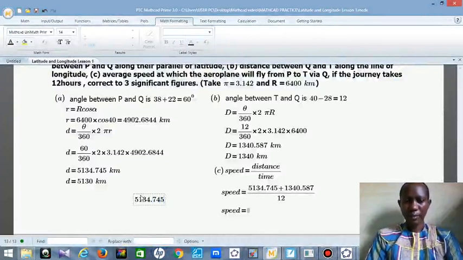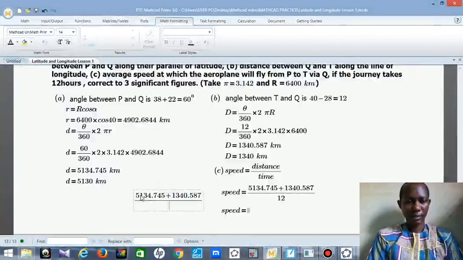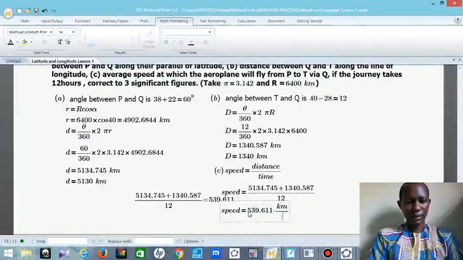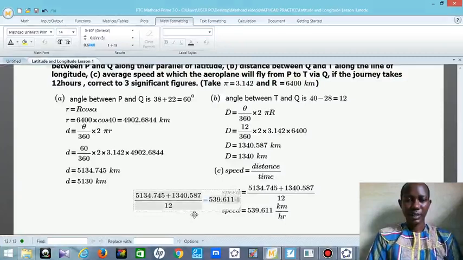5134.745 plus 1340.587 divided by 12. The answer is 539.611. This is kilometer per hour. So that is it.